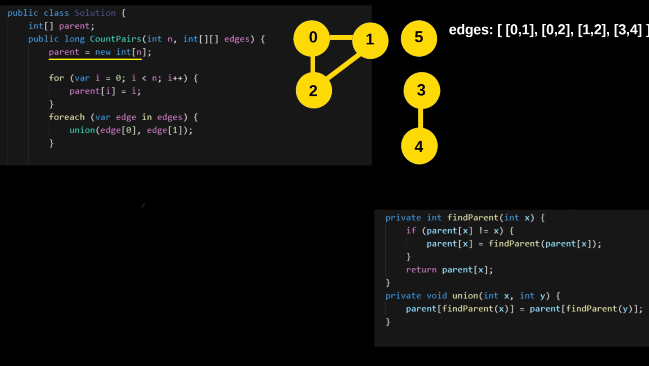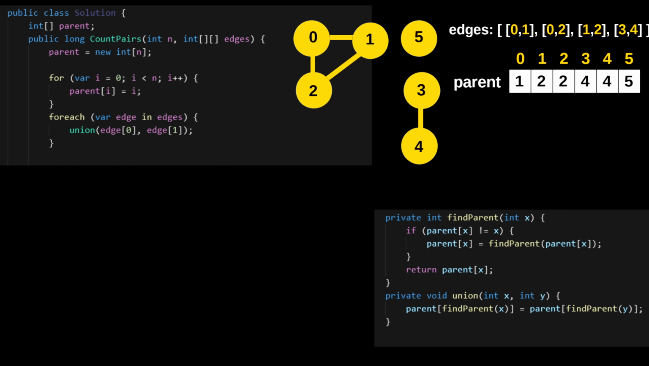We initialize the parent array with the size of n, where n is the number of nodes in the graph. And we use a for loop to initialize the parent array such that every node is a parent of itself. Then I use a foreach loop where I iterate all the edges and call the union operation for both nodes of that edge. After the foreach loop is done, the parent array would have these values.